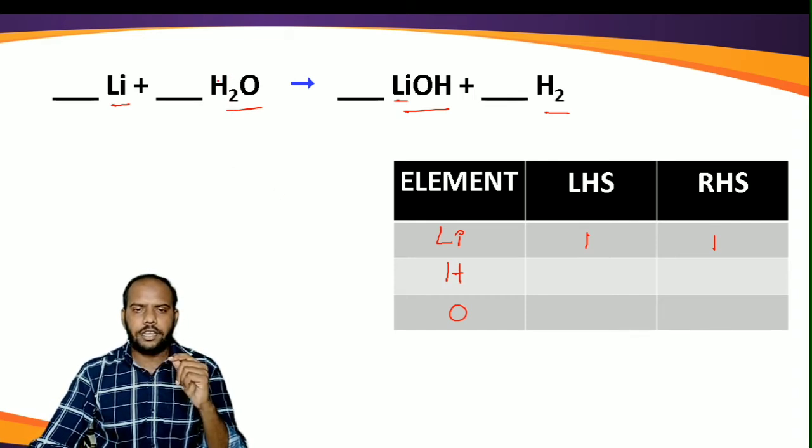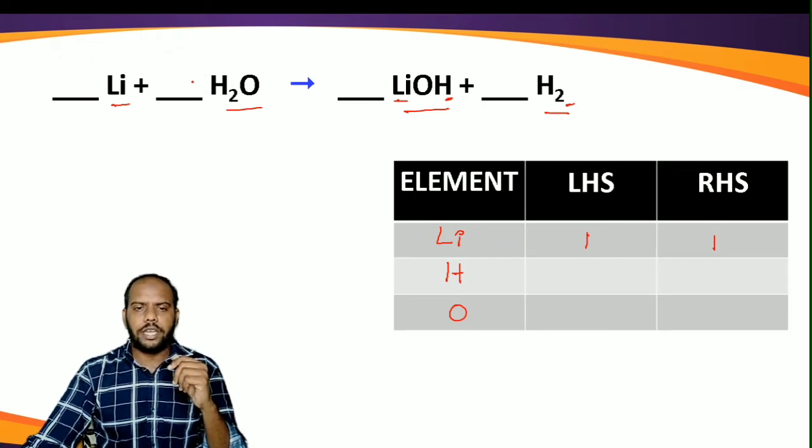Now look at the hydrogen. How many hydrogen here? 2 hydrogen. Here how many hydrogen? 2 plus 1, total 3 hydrogen. This side 3 hydrogen, but here 2 hydrogen. So here it is not balanced.